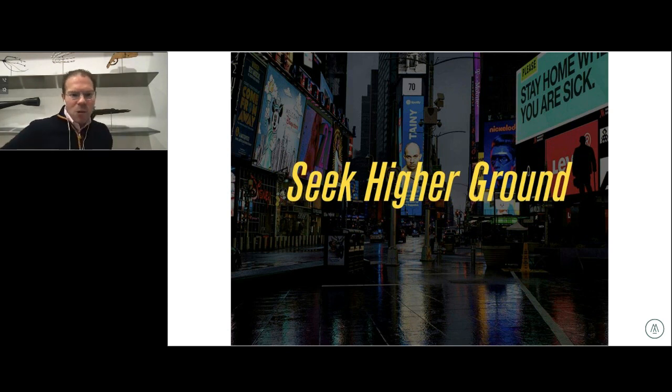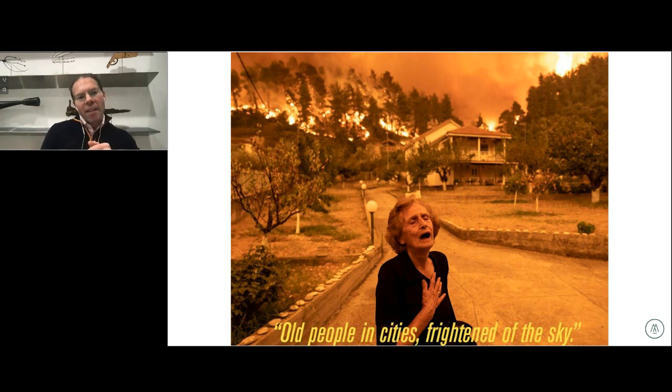All right, well, I think we have two major sections left here. This is gonna be a bit of a downer before we have a lighter affair at the end. But obviously, we can't have this conversation, particularly in the aftermath of Hurricane Ian, without discussing that we all should be seeking higher ground. The science fiction novelist Bruce Sterling has a great one-sentence prediction of the future. Old people in cities, frightened of the sky.